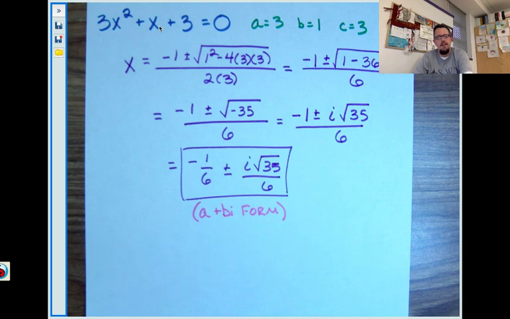Okay. So what I want you to notice about this problem is that you knew the answer was going to have an i in it even before we did any math, just by looking at the square root. What was inside the square root told you we were going to have an imaginary or a complex solution, right?